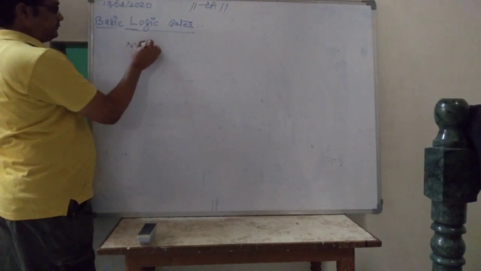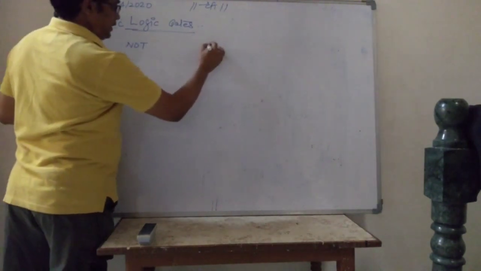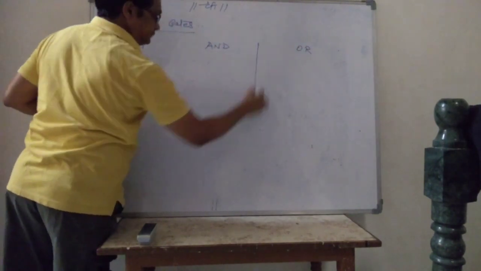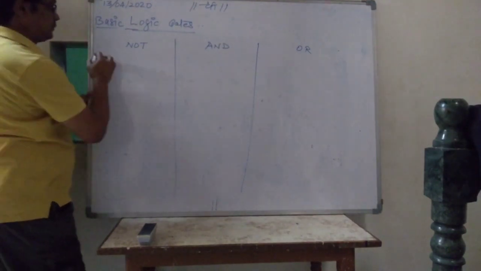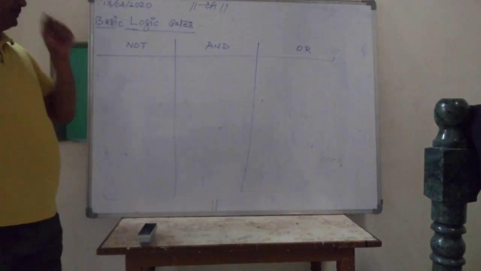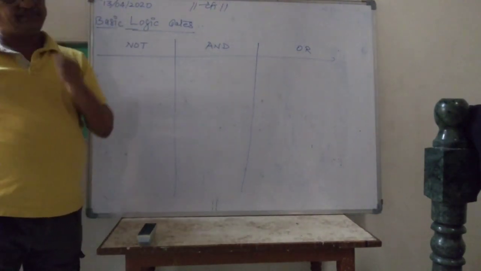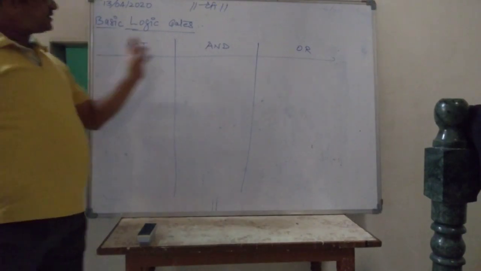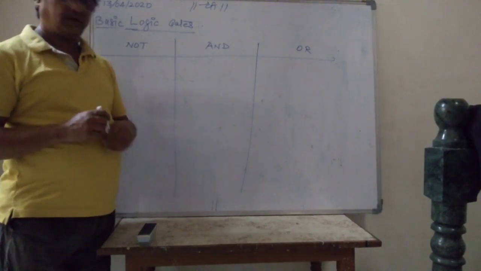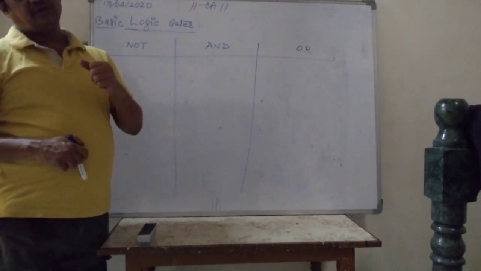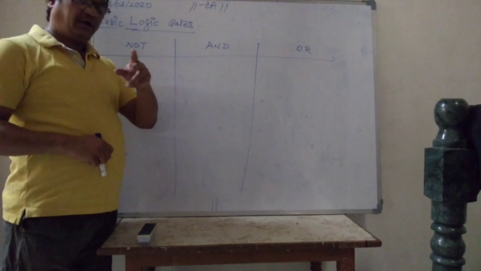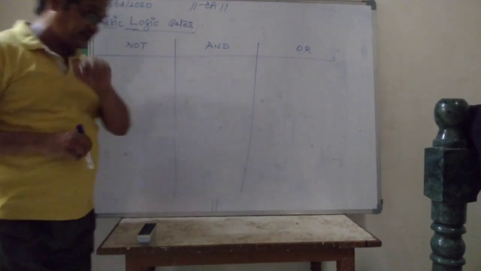NOT gate, AND gate, OR gate. NOT logic, AND logic, OR logic. Know how to define these gates. The gates are defined on the relation between input and output. I already told you the logic gates, one or more than one input, but only one output, and the relation between input and output is dependent on certain logic. You know what is that logic?